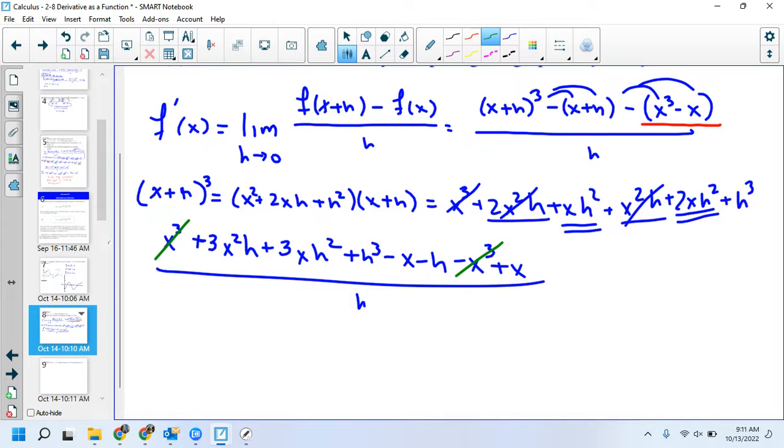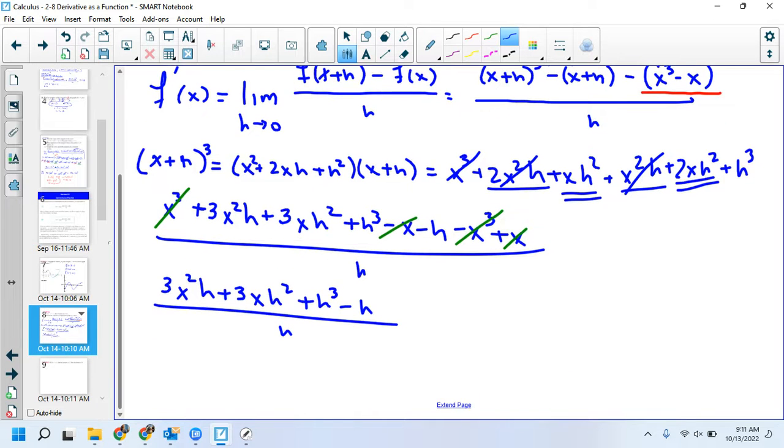Looks like we've got a negative x and a positive x. See that one in there. Anything else? No. Which is good anyway, because everything has an h in it. So 3x squared h plus 3xh squared plus h cubed minus h, all divided by h.